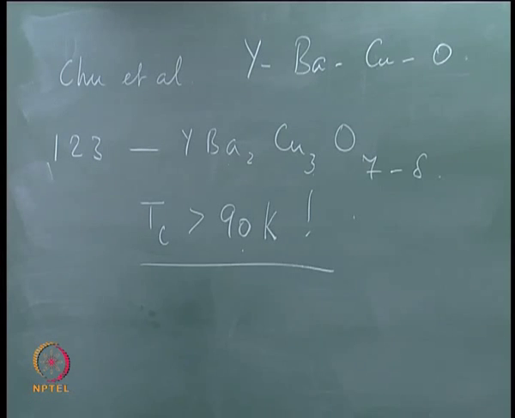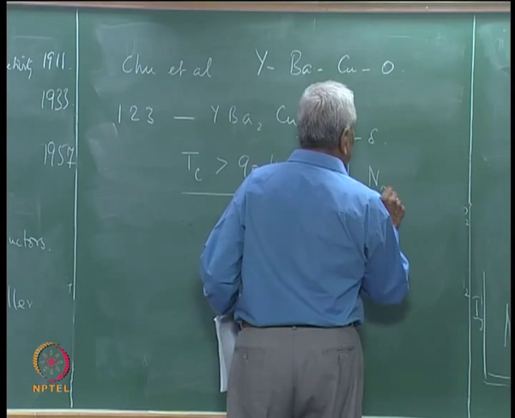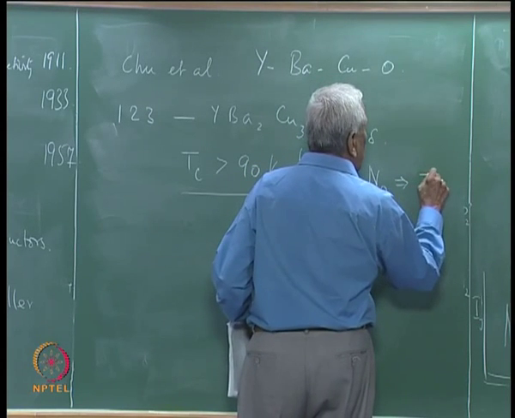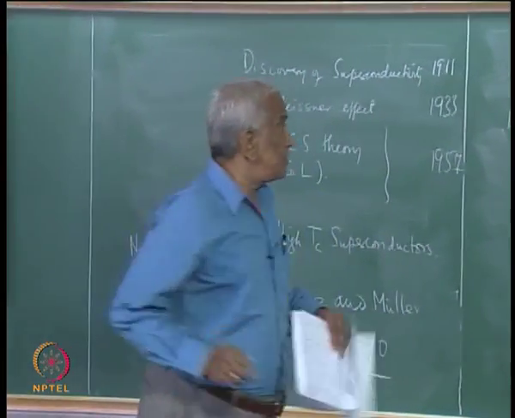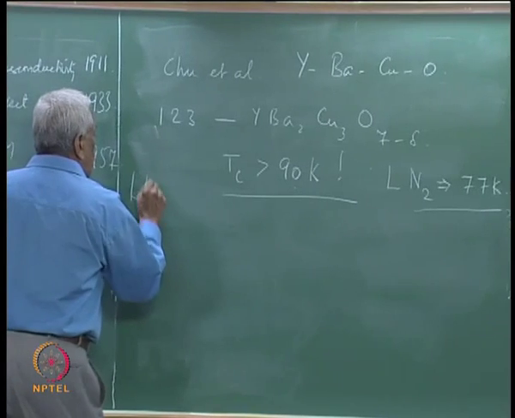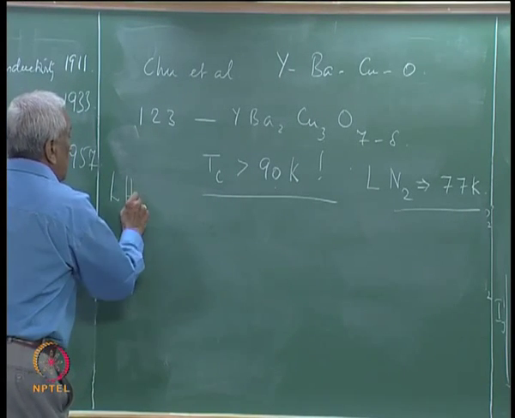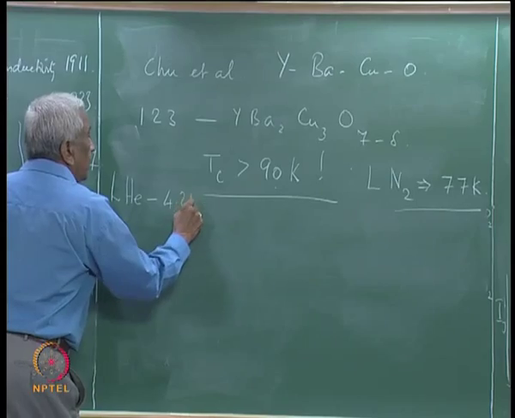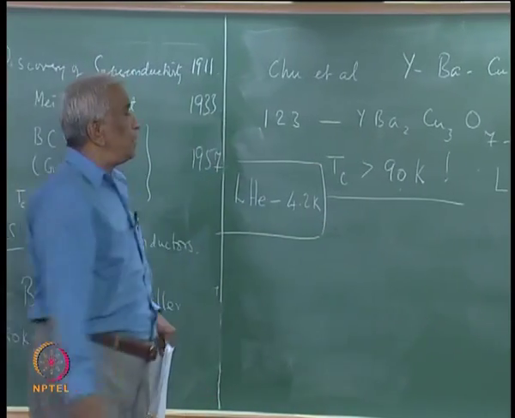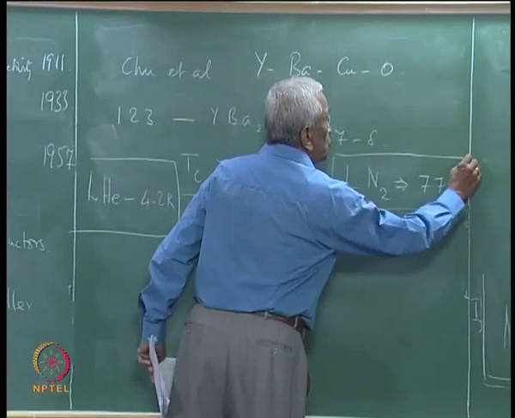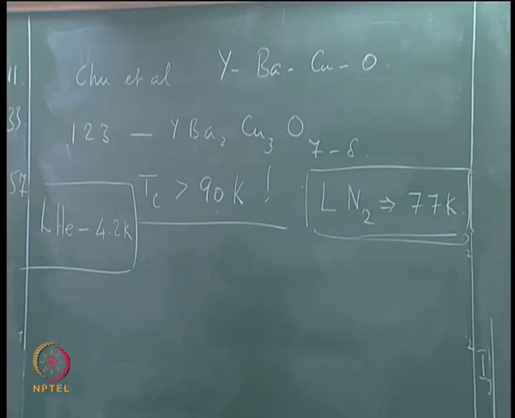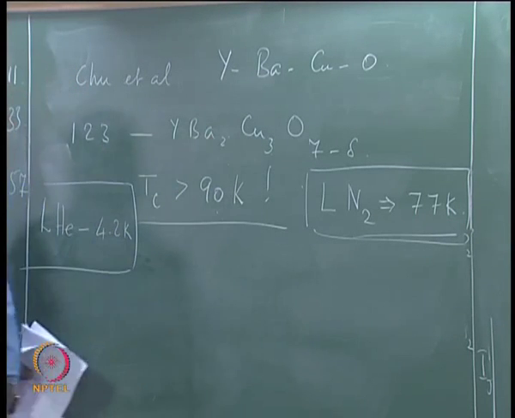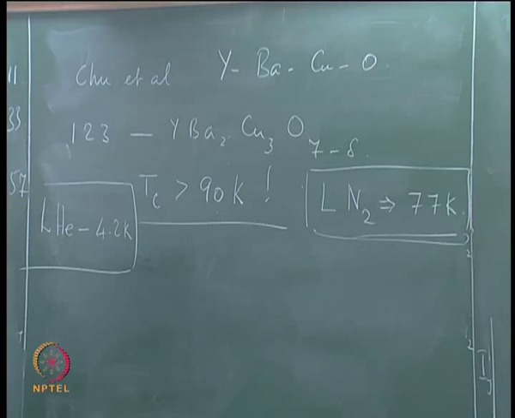Now, liquid nitrogen has a boiling point of 77 Kelvin. So, one can use liquid nitrogen instead of the more expensive and more difficult to liquefy liquid helium, which boils at 4.2 Kelvin. So, this problem can be averted, and one can use the much more readily available and cheaper liquid nitrogen as a coolant for superconducting devices based on such 1, 2, 3 superconductors.